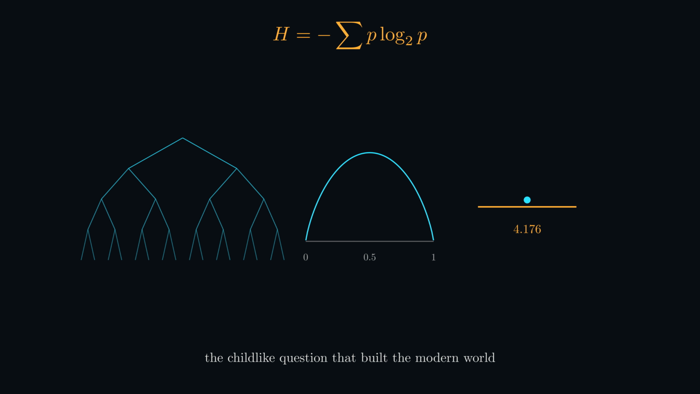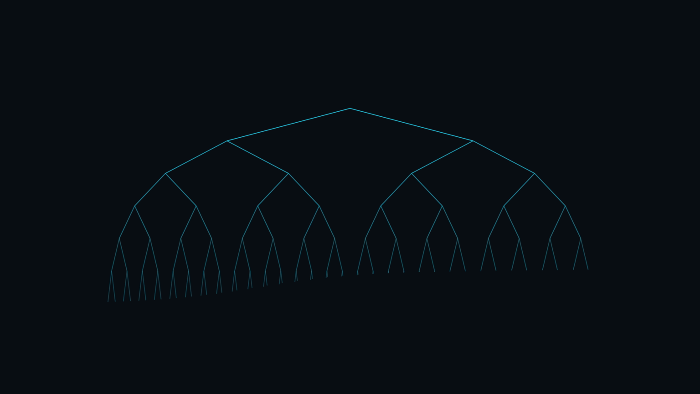Your files know it. Your passwords are priced in it. Neural networks are trained by it. Shannon asked the childlike question, how much does a message really say? And the answer built the modern world. Information is surprise, counted honestly.